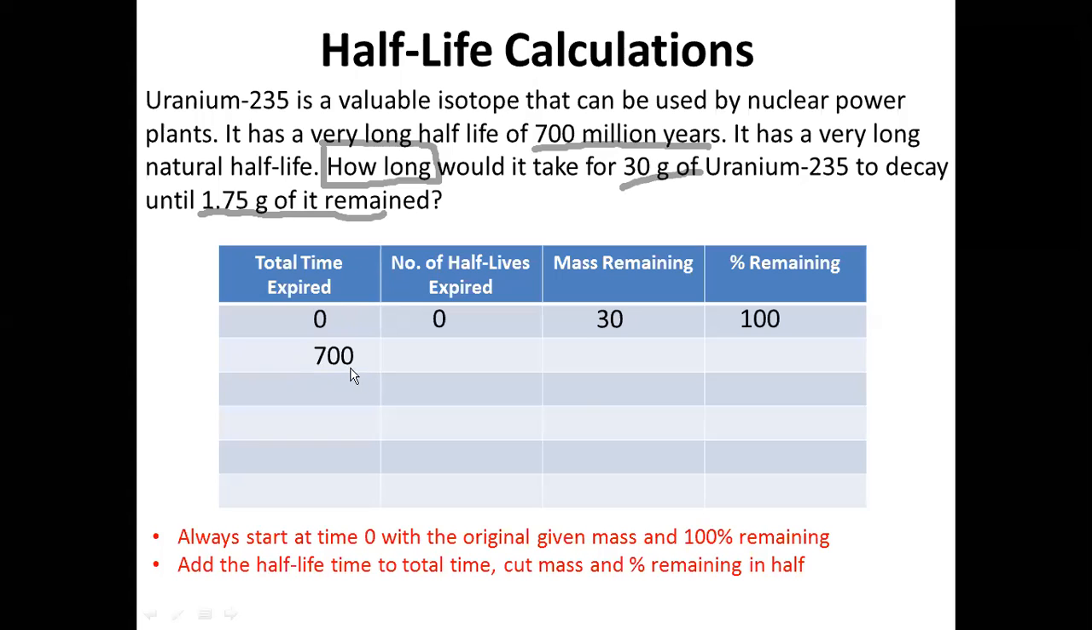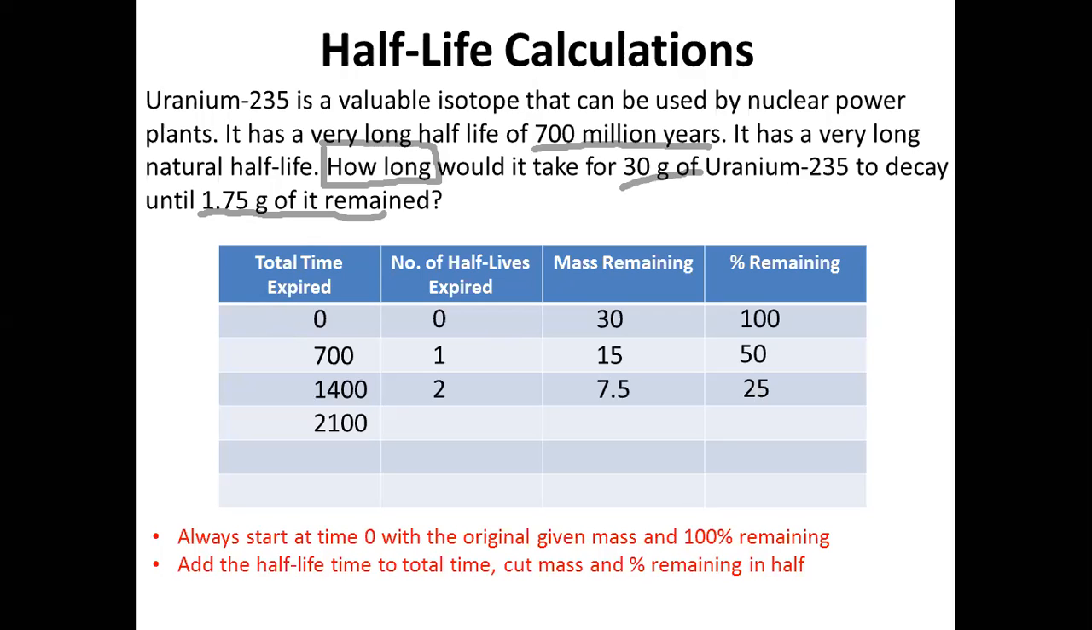We're just going to assume we know that means million when we're done. So number of half-lives at that time is 1, right? At 700 million years, that's 1 half-life. Half of 30 will be remaining, which is, voila, 15. Half of 100%, 50%. Continue moving forward. We want to find out until 1.75 grams of it remains. So we continue decaying, right? So our next decay would be at 1400, right? That'll be 2 half-lives. At 2 half-lives, 7.5 grams is remaining, half of 15. 25% of it is remaining.